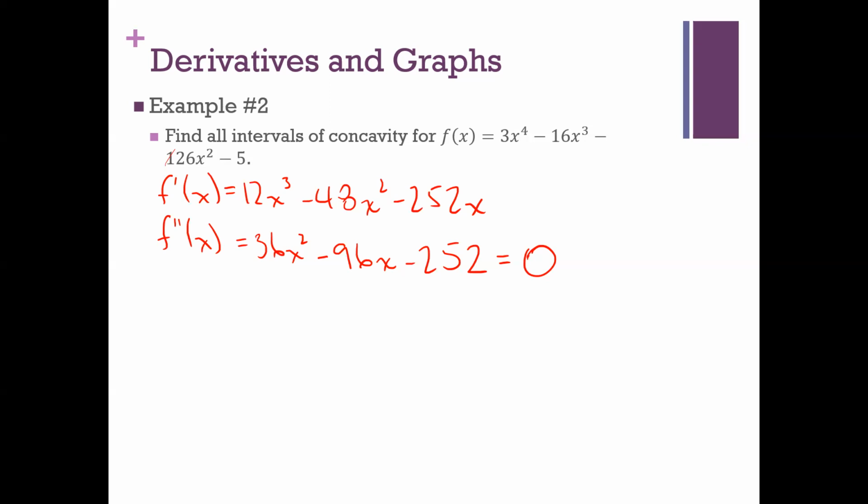All right, so I got to solve this thing. Are there any common factors here between everything? Does 12 go into 252? Okay, so then I got 3x squared minus 8x minus 21 equals 0. That's the best I'm going to do, isn't it? Yep. Cool. How does this factor?